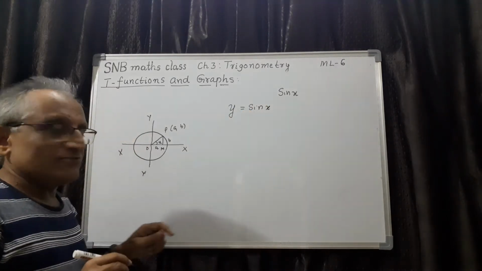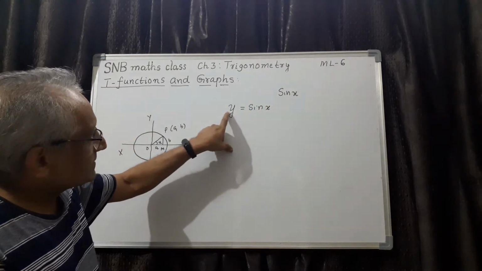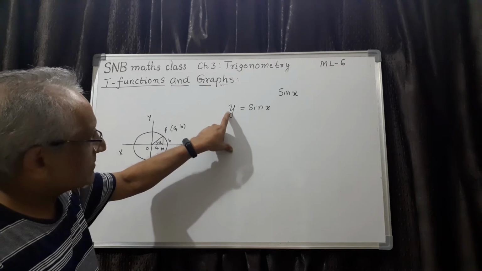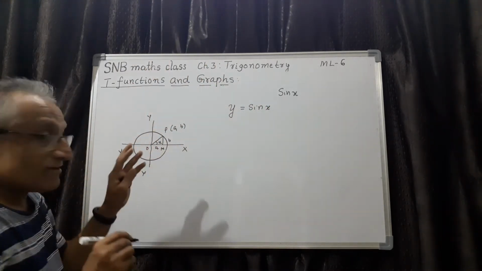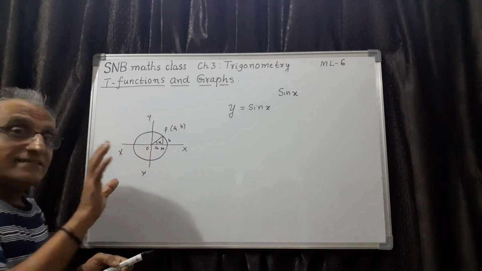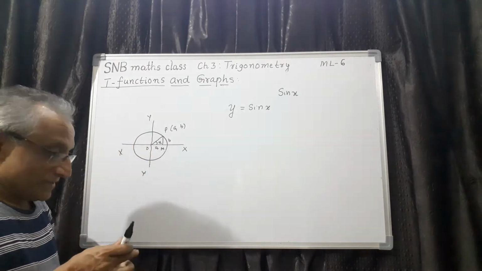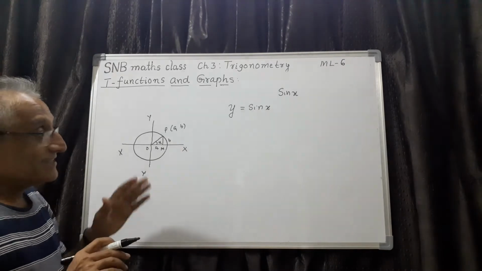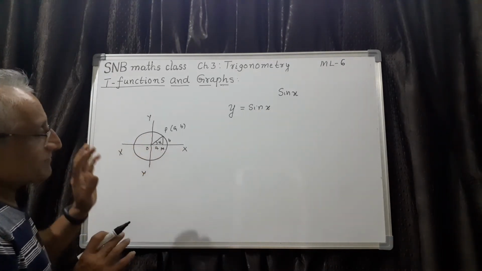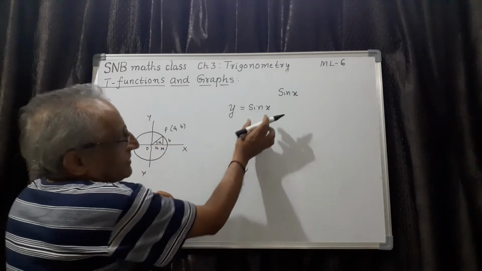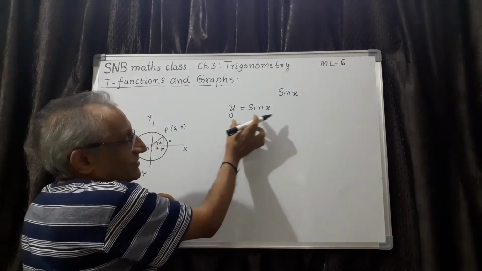Now you know the meaning of function. So this is the dependent variable, this is the independent variable. X keeps on changing. But let us have the understanding that this x is measured in radian because it is a real number. That is why we are first studying the circular method. Now x keeps on changing, therefore for every x there is one value. So definitely it is a function.